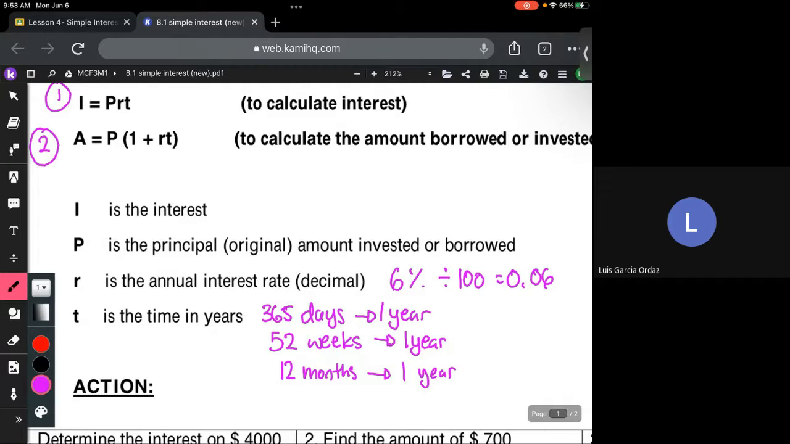So you have days, weeks, and months. Those are going to be the three things that you're probably going to have to convert from into years.